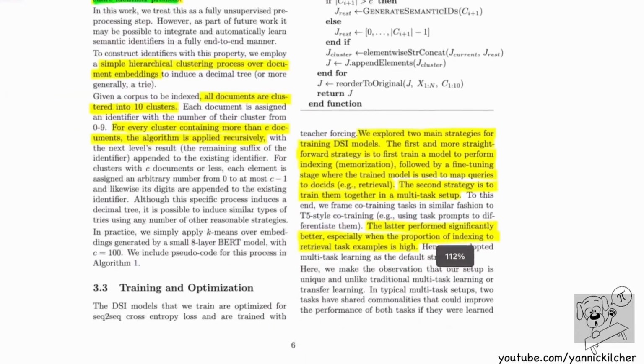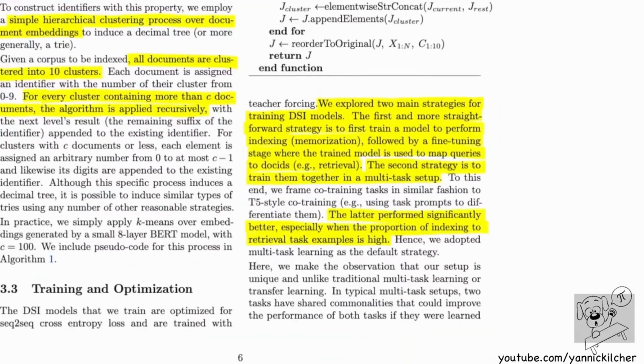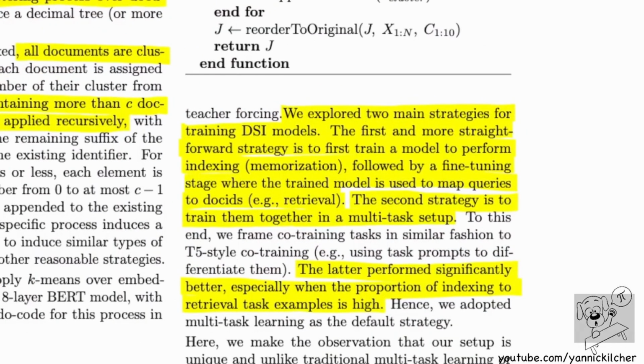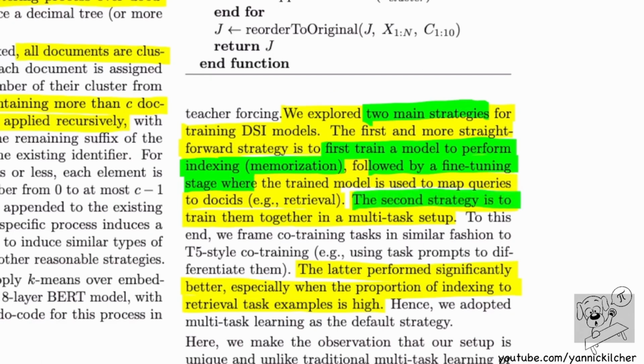That's it essentially. Okay. Then how do they train? They say we try two strategies. One is to first train the indexing step. So first feed the documents and output their IDs, followed by a fine-tuning stage where you feed queries and map them to their IDs. Or the second strategy is to train them together in a multitask setup.